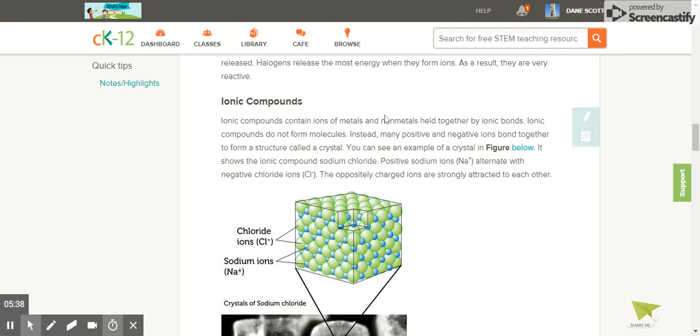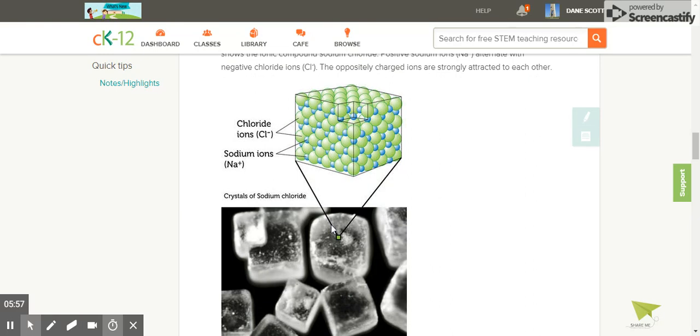Instead, many positive and negative ions bond together to form a structure called a crystal. You can see an example of a crystal in the figure below. It shows the ionic compound sodium chloride. Positive sodium ions alternate with negative chloride ions. The oppositely charged ions are strongly attracted to each other. This is why salt is a cube.